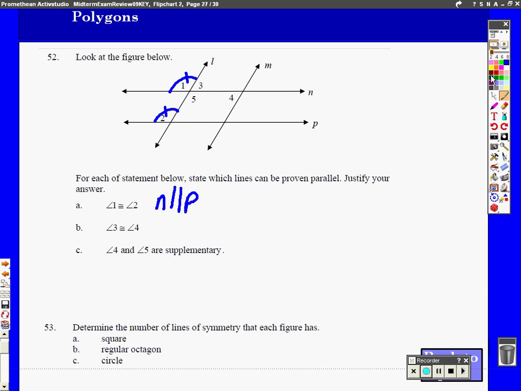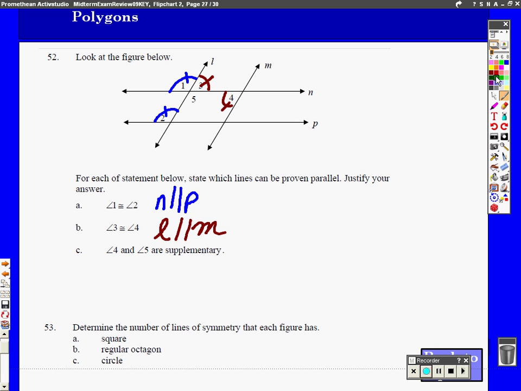For problem B, we are told that angle 3 and angle 4 are congruent. Angle 3 and angle 4 are in between these lines, L and M, and they both have something to do with the line N, which is like the transversal. So because they are congruent and they are inside these lines and on opposite sides of the transversal, they would be alternate interior angles. Because these alternate interior angles are congruent, line L and line M have to be parallel.